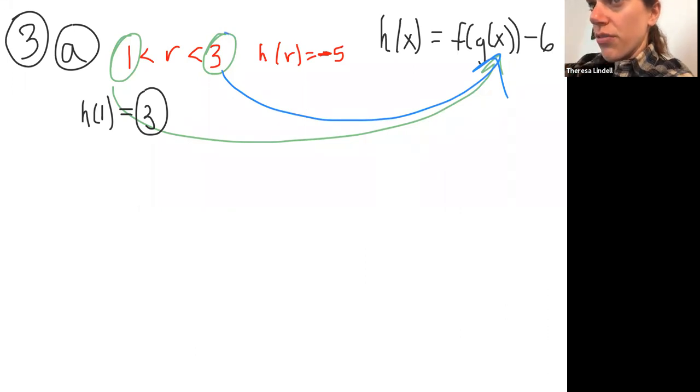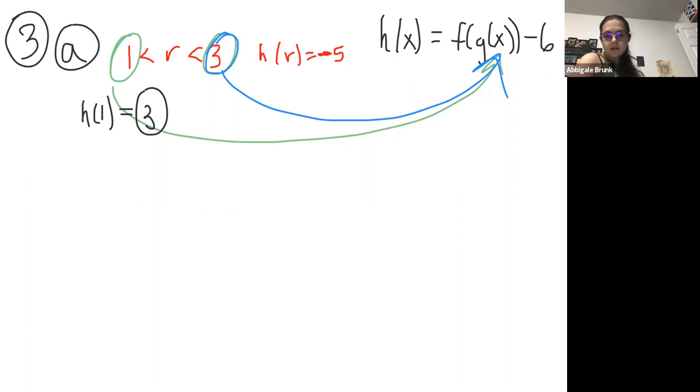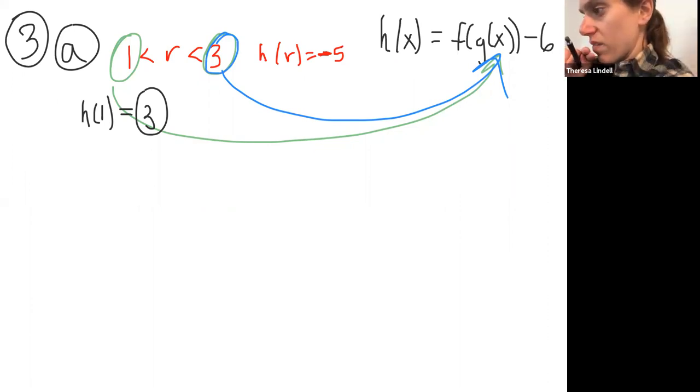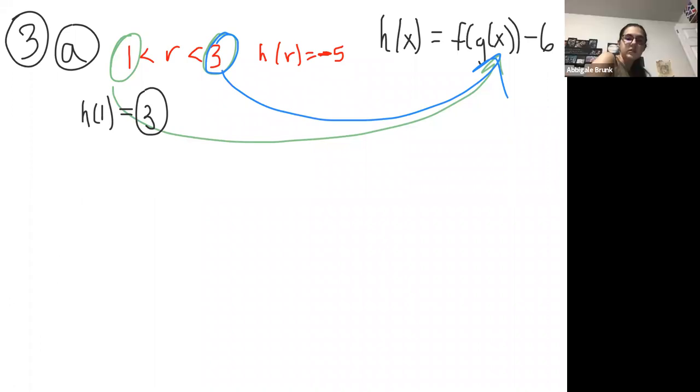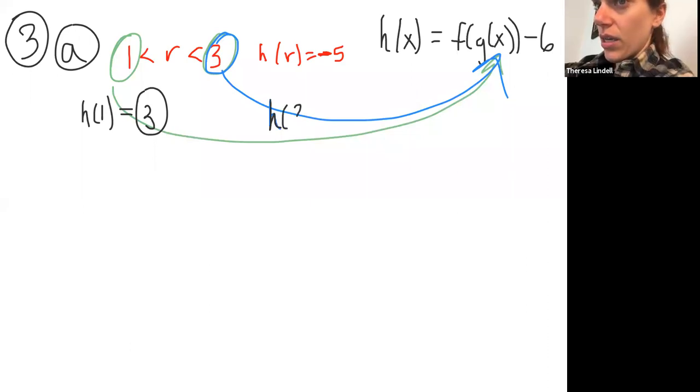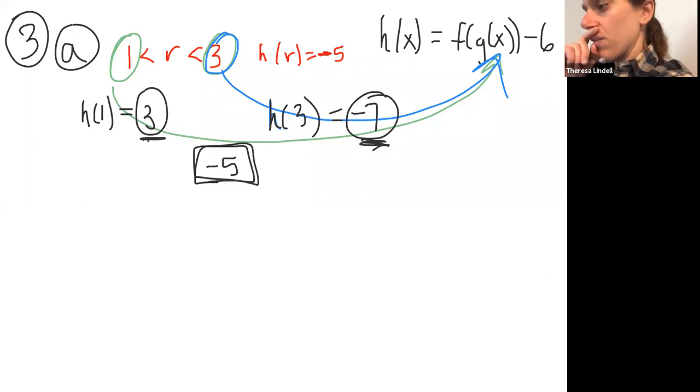So g of 3 is 4. And then f of 4 is -1. And then -1 minus 6 is -7. Nice. So h of 3 is -7. So we just plugged in 1 and got 3. We just plugged in 3 and got -7. And it's saying in between here, h is -5. So they're saying, could you explain why that must be true?